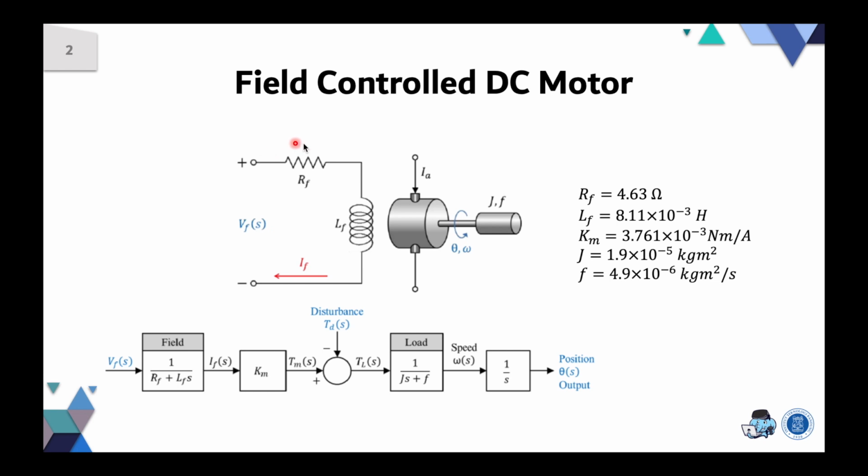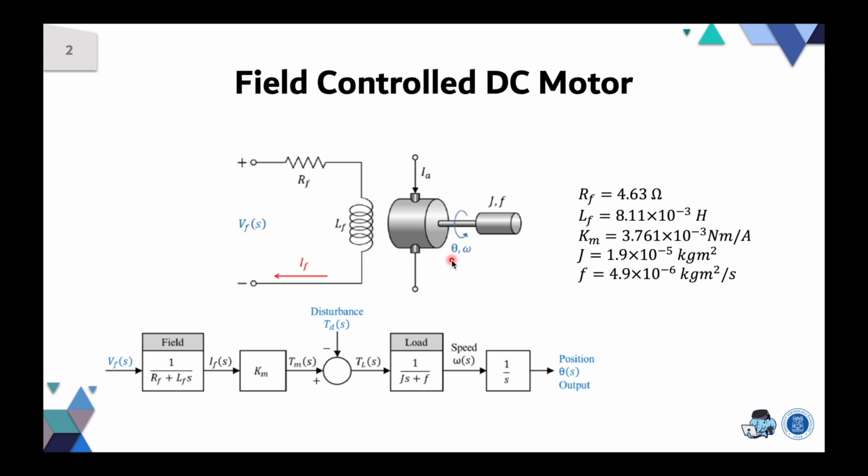The field consists of a resistor RF that is in series with an inductor LF. This field is going to be driven by an external voltage VF, and as a response, there will be current flowing on the field denoted by IF. On the other hand, we have an armature that is injected by a constant current IA, and the armature itself is connected to a load, and as a response, we will have theta and omega.